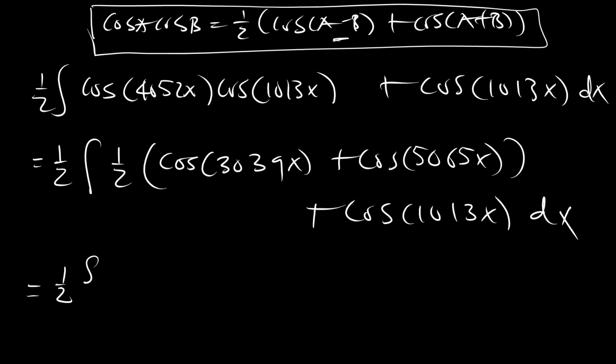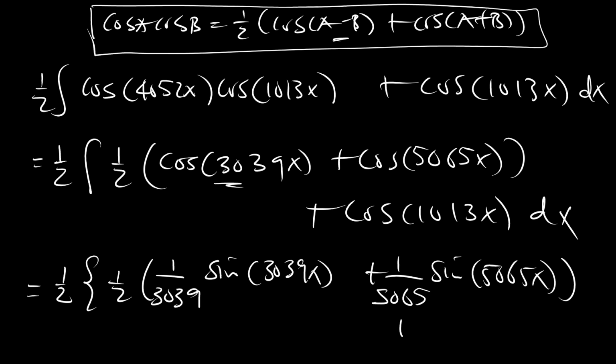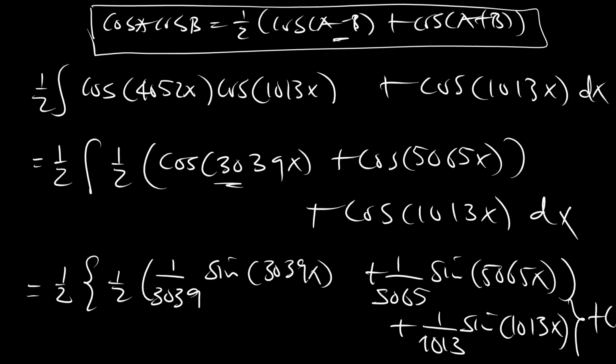so this is half bracket. Integrating that fast, we have 1 over 39 sine of 39x plus 1 over 65 sine of 65x close bracket plus 1 over 1013 sine of 1013x close curly bracket plus the integration constant c. And that, ladies and gentlemen, is our answer.